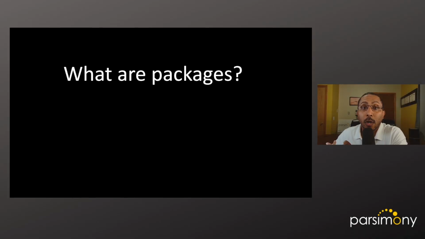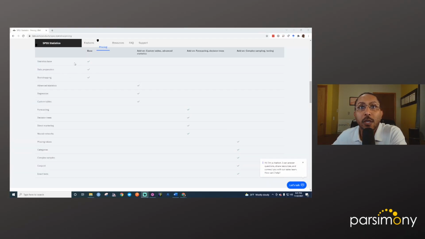So first, what are packages? To answer this question, let's look at a popular program for statistical analysis called SPSS. You can see on their website here that the base version of it comes with a few different packages or features. And then in order to get more features or packages, you have to pay more to get these extra capabilities. One of those is regression. If you get this add-on here, you'll be able to do various types of regression.